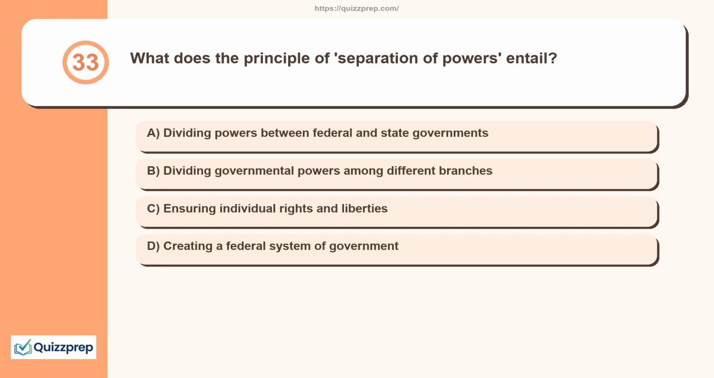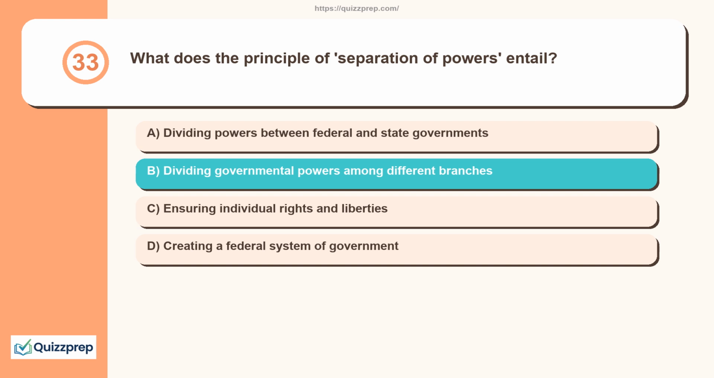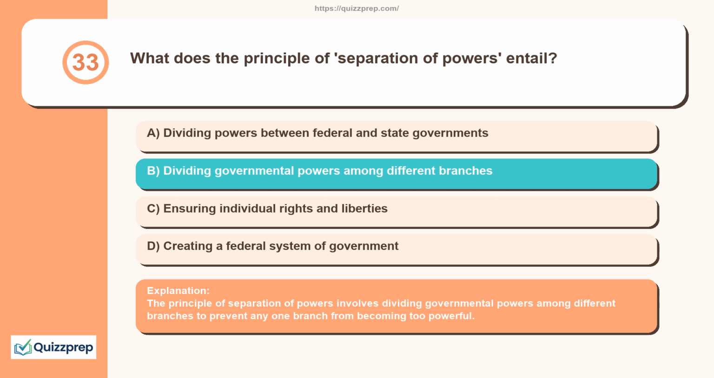Question 33. What does the principle of separation of powers entail? Dividing powers between federal and state governments. Dividing governmental powers among different branches. Ensuring individual rights and liberties, creating a federal system of government. The principle of separation of powers involves dividing governmental powers among different branches to prevent any one branch from becoming too powerful.